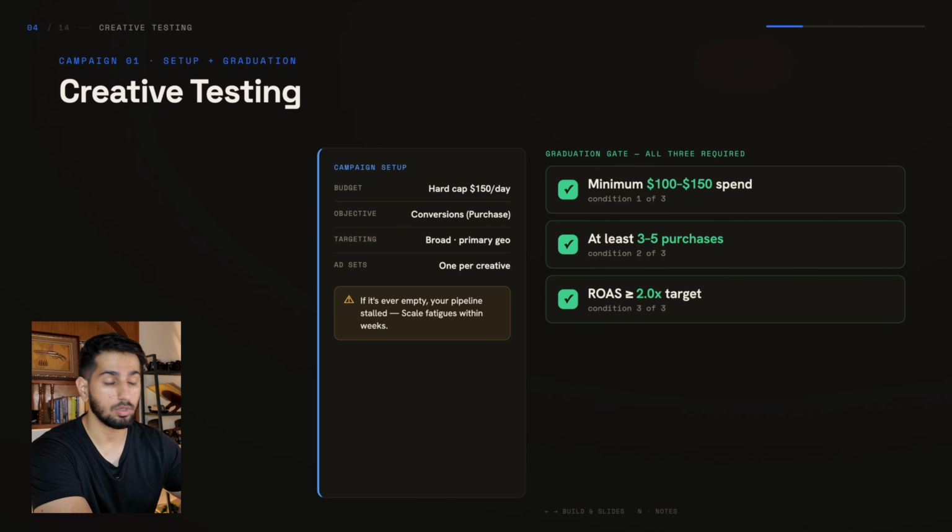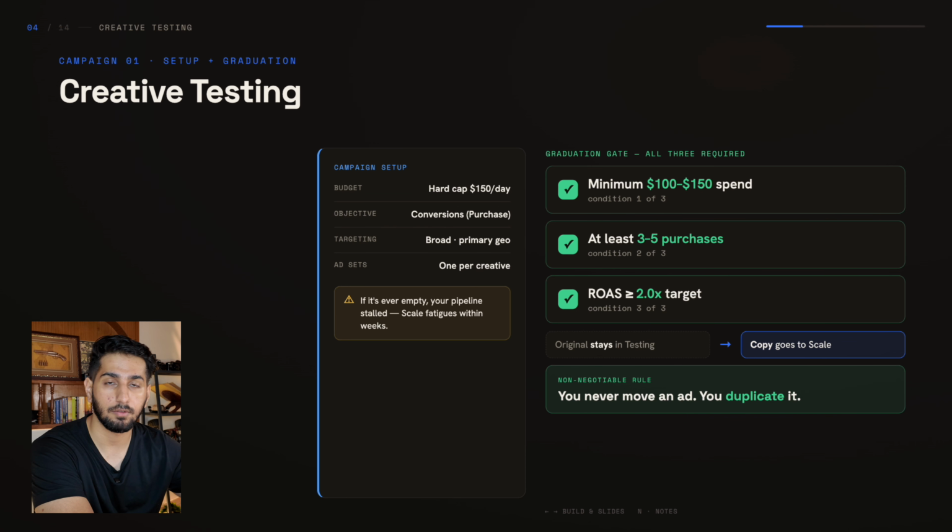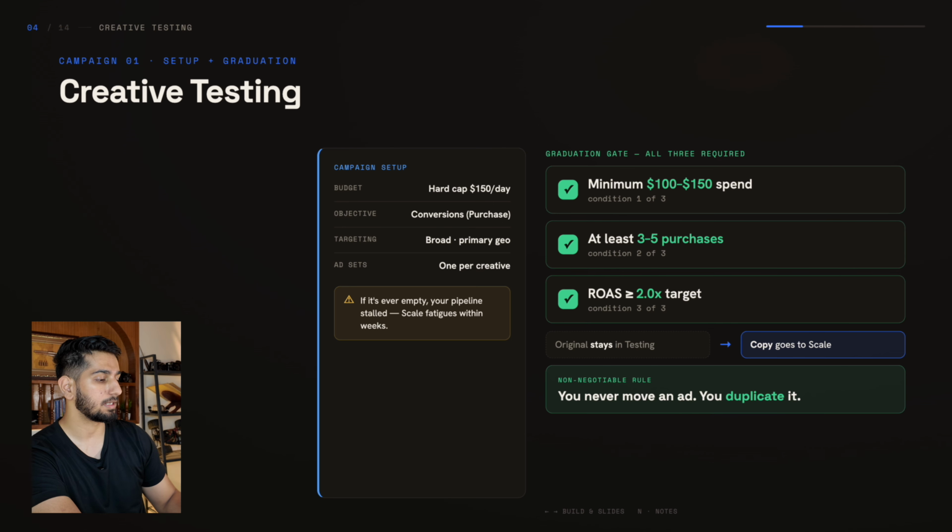Now, another thing that I want you to remember, and this is a non-negotiable, you never move an ad. You always want to duplicate it, right? Once you figure out, all right, this ad creative checks all these boxes, you don't just move it to the scaling campaign. You create a duplicate of it into the scaling campaign and you let the original run as well. So the original gets more data and the scaling campaign scales that ad creative. So that is how you want to go about setting up your creative testing campaign.